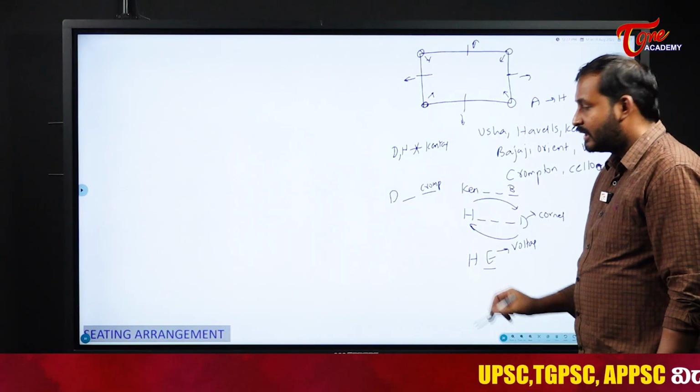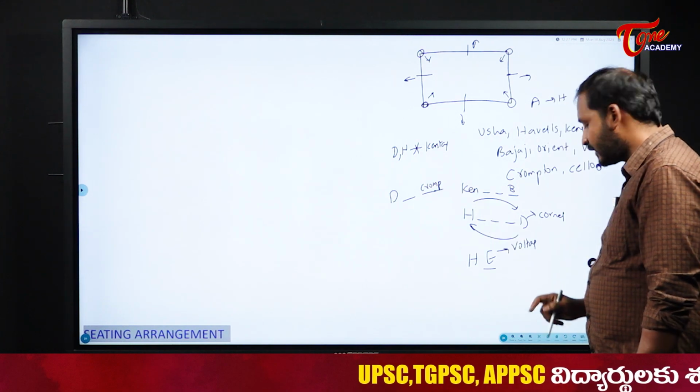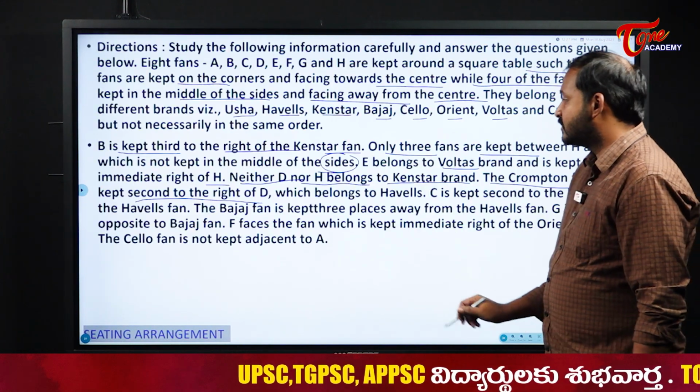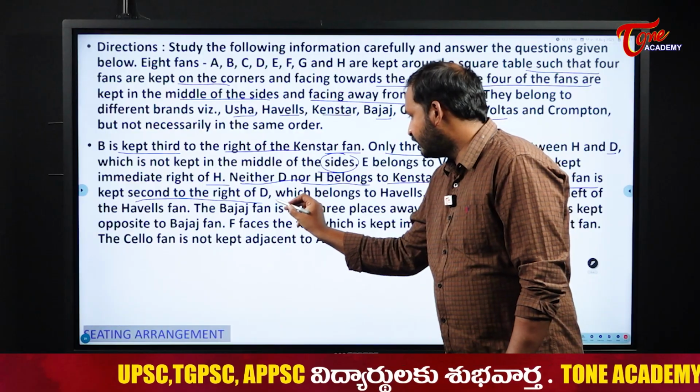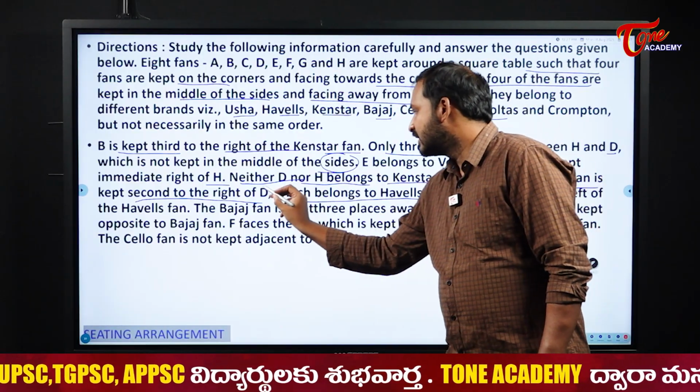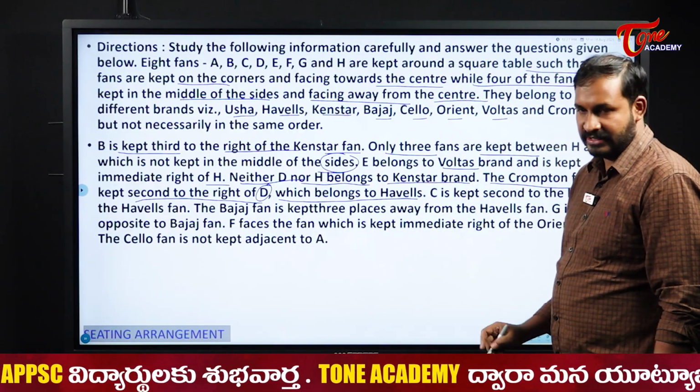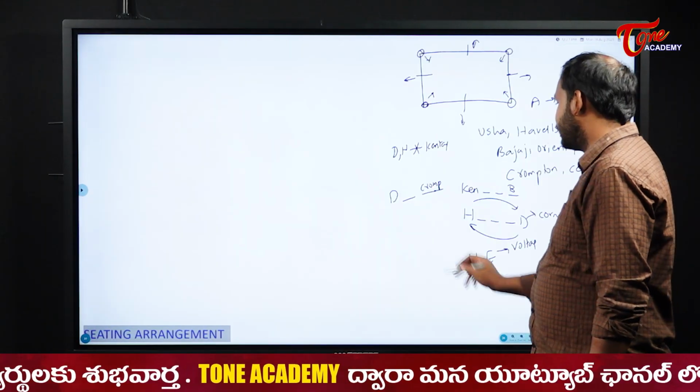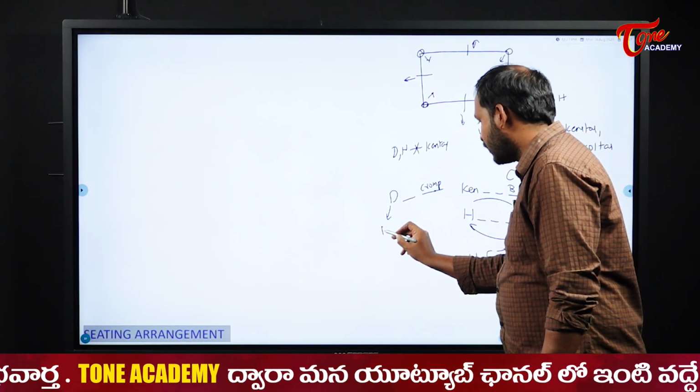Crompton. Okay. D second right, we will have Crompton here. Now see here, D belongs to Havels. That means D belongs to what? Havels. D belongs to Havels for me here.